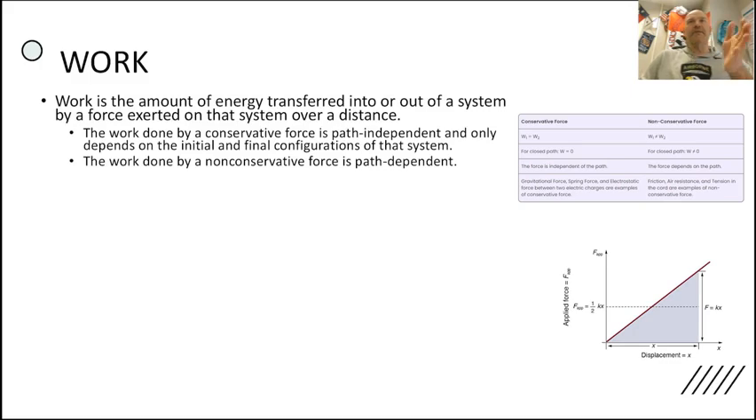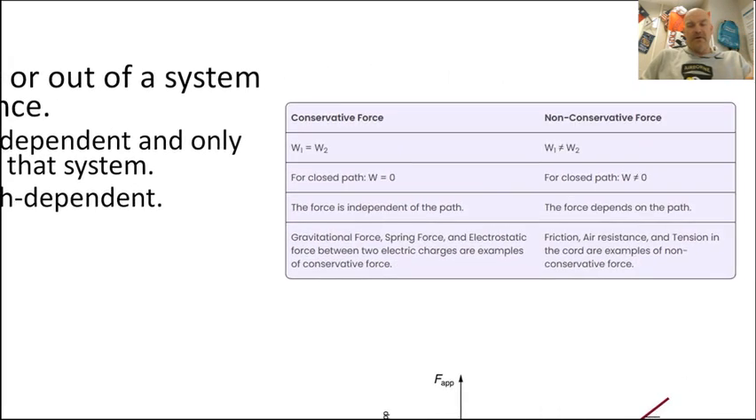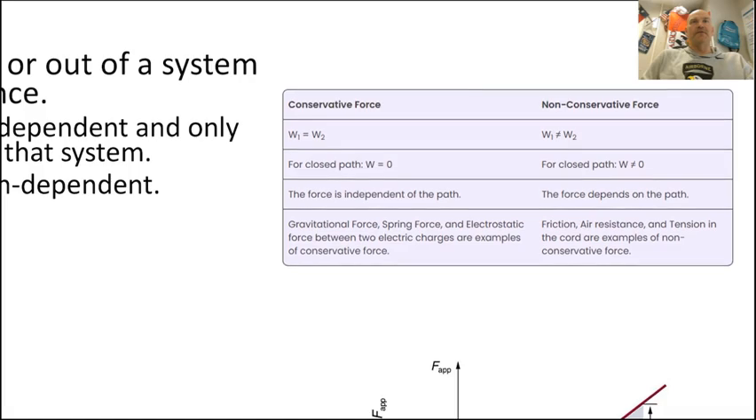And what you can see here, in this little chart, are the differences with work. If I have a conservative force, work 1 equals work 2. For a closed path, it's going to be 0. The force is independent of the path, so it doesn't matter how you get there.